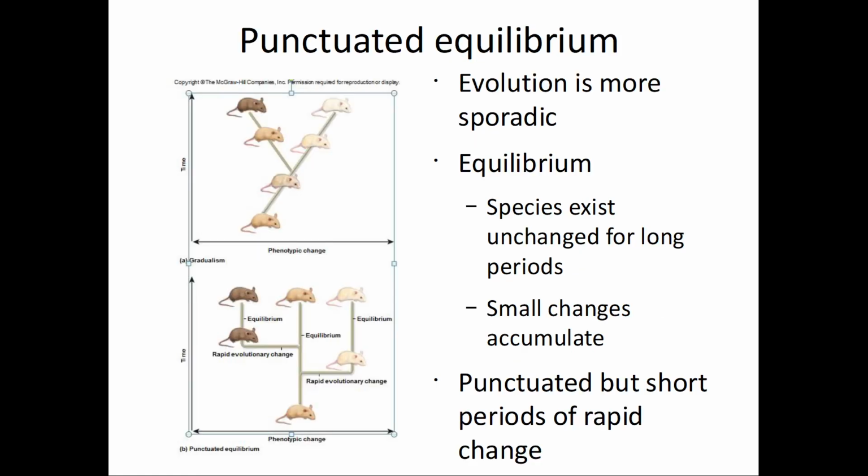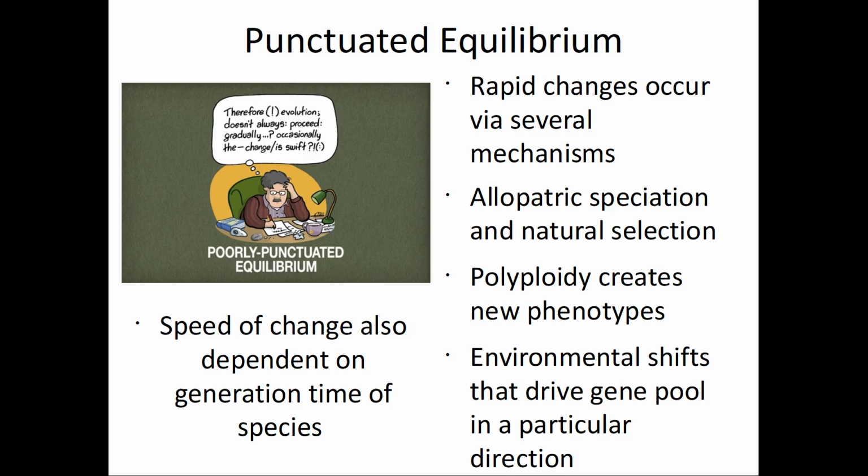Punctuated equilibrium, evolution is more sporadic. Equilibrium: species exist unchanged for long periods of time. Small changes accumulate, and then short periods of rapid change occur. All right, so punctuated equilibrium, speed of change also dependent on generation time of species.